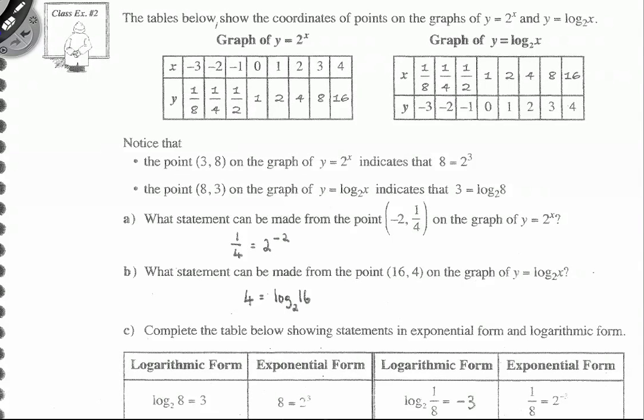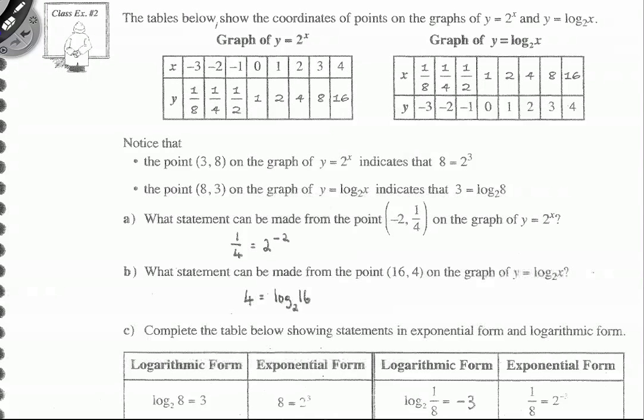A. What statement can be made from the point -2, 1/4 on the graph of this? We can simply substitute in values of x and y. X is -2, y is 1/4. So substituting in, we can see that this is true.